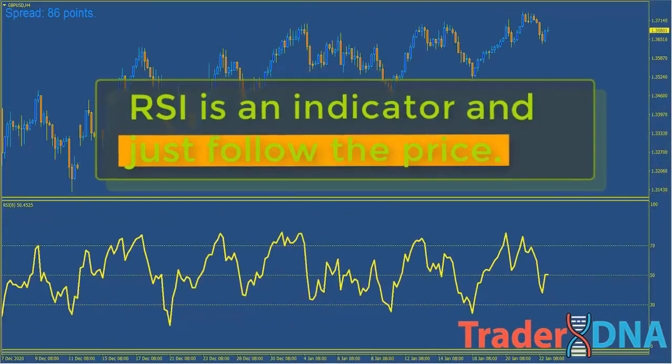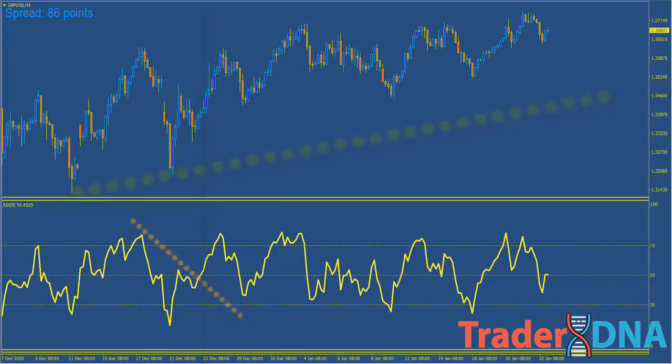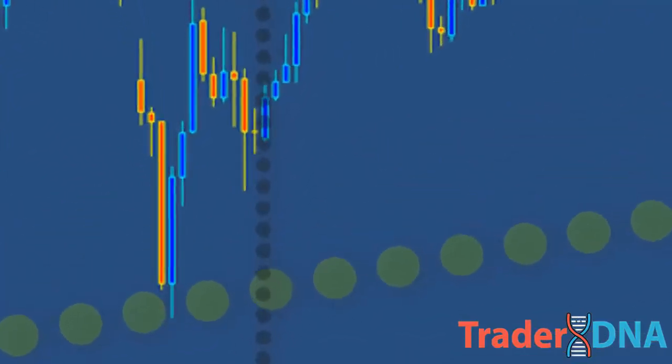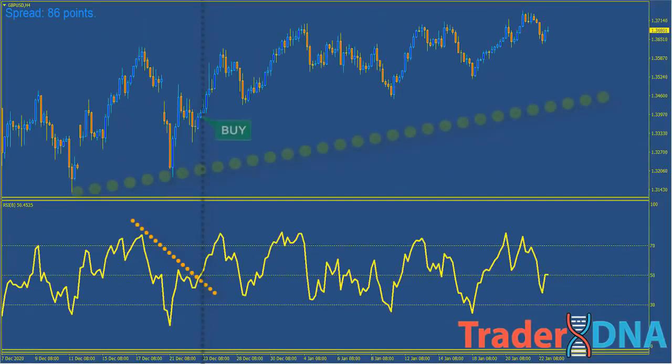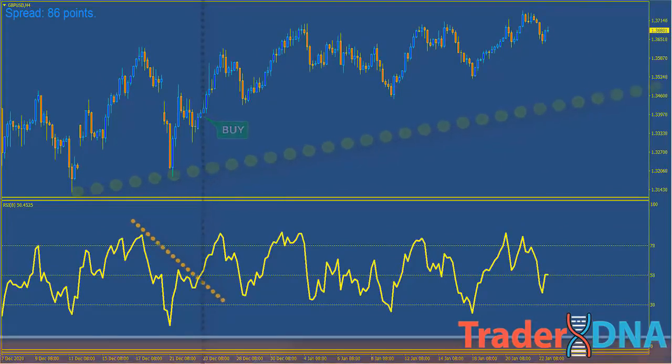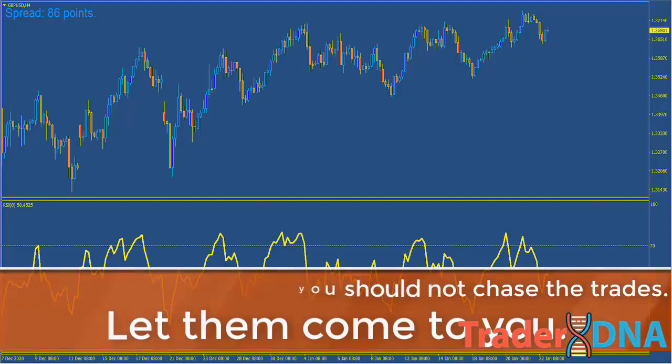RSI is an indicator and just follows the price. You should be patient and wait for a clear break of its trend line. Maybe sometimes you should wait to see how the first candle acts after the breakout and after that take your trade. But remember that we only use indicators to support what we have already established with price action. An important tip is that you should not chase the trades. When you chase a trade, your entry will be at a bad spot. So, let them come to you.